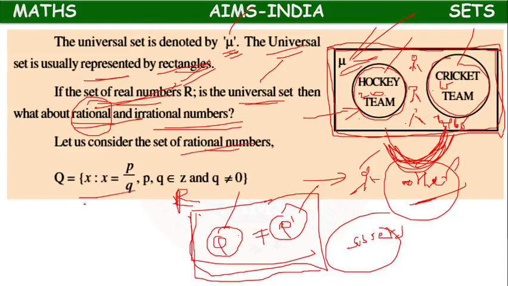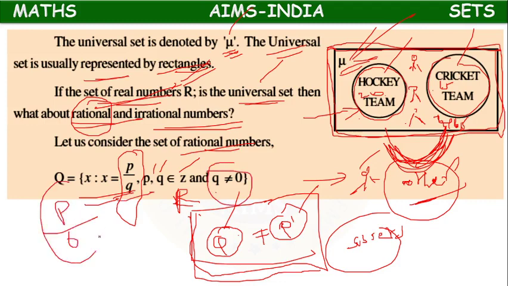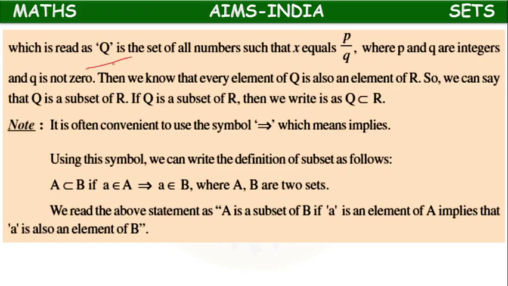So rational numbers are x such that x equals p by q, where p comma q belongs to integers and denominator q should not be equal to 0, because p by 0 is not defined. Any number by 0, that value is not defined. So a rational number means a number in the form of p by q, where p comma q belong to integers, q not equal to 0. Next, we can write it as Q, the set of rational numbers, means all numbers such that x equals p by q, p and q are integers, q is not equal to 0.